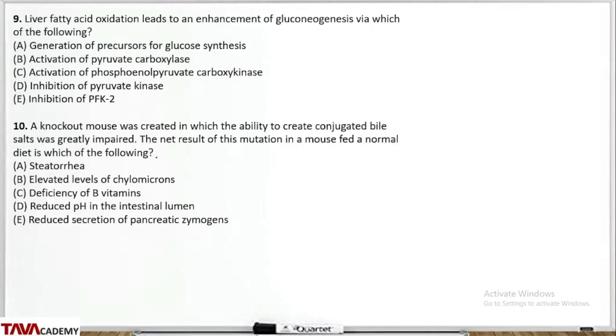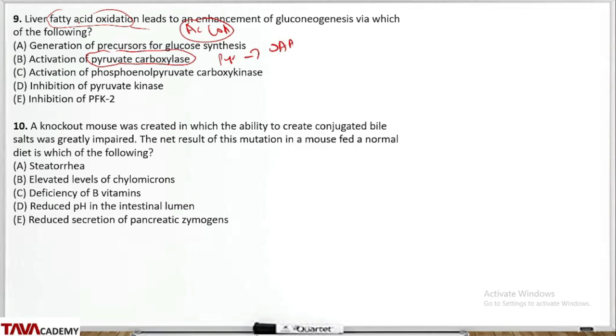Question 9. Liver fatty acid oxidation leads to an enhancement of gluconeogenesis via which of the following? It actually activates pyruvate carboxylase. What happens is that during fatty acid oxidation, a lot of acetyl-CoA is produced inside of the mitochondria, and acetyl-CoA is an obligate activator of this enzyme pyruvate carboxylase, which converts pyruvate into oxaloacetate.